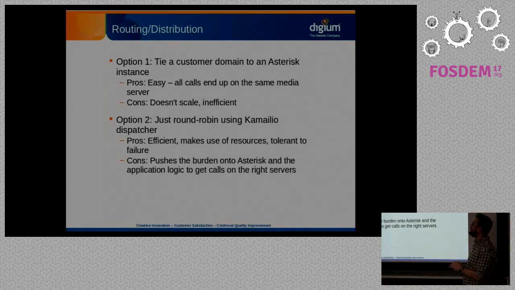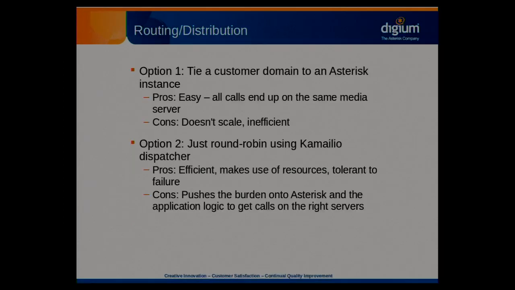Initially, you might think, well, let's just tie a customer domain to an Asterisk instance, right? We're going to say this Asterisk instance is for this customer. On the pro side, that's pretty easy. You put a little bit of routing information in your Kamailios, and suddenly you're getting calls on specific Asterisk instances. The downside is that it doesn't scale and it's very inefficient. So let's not do that.